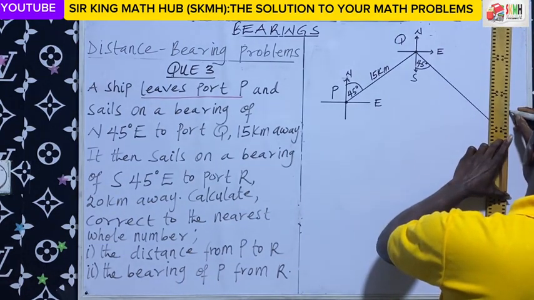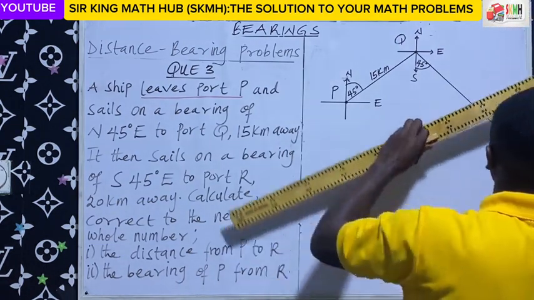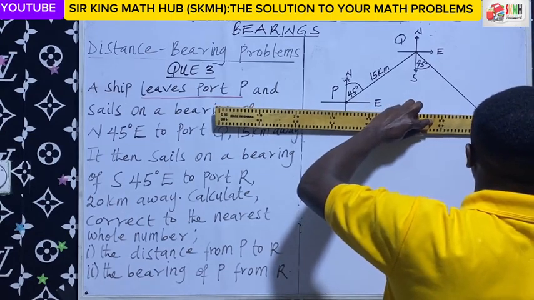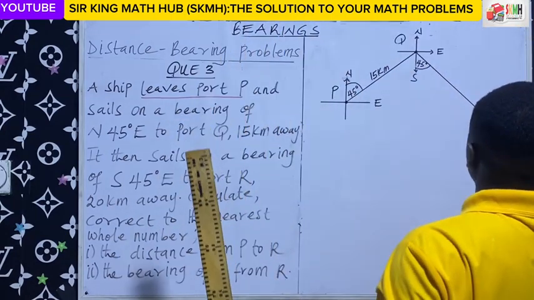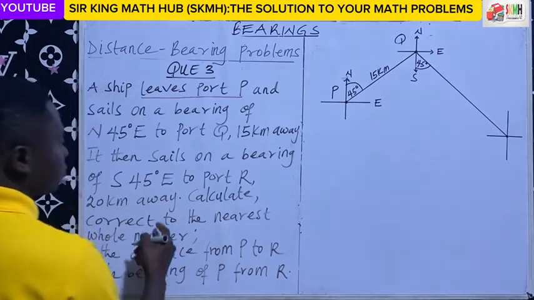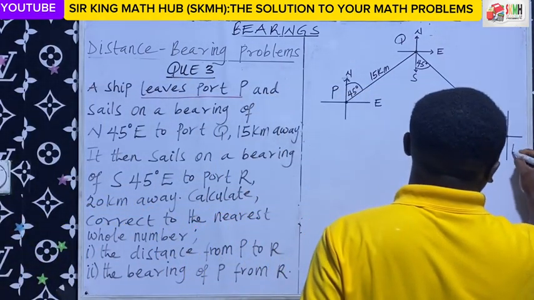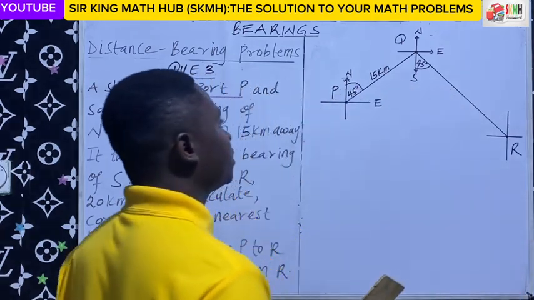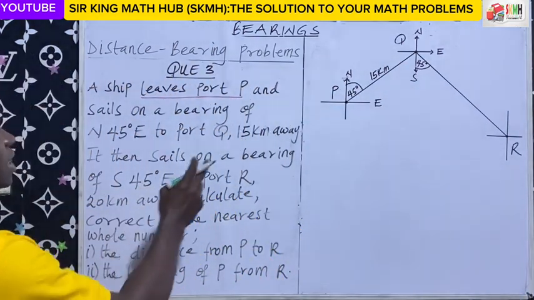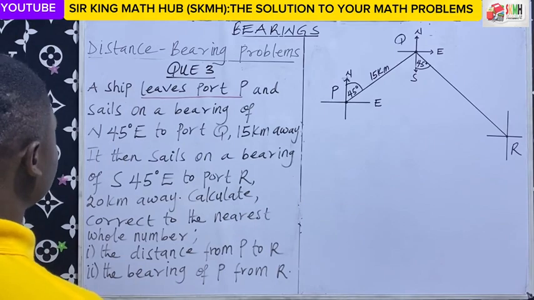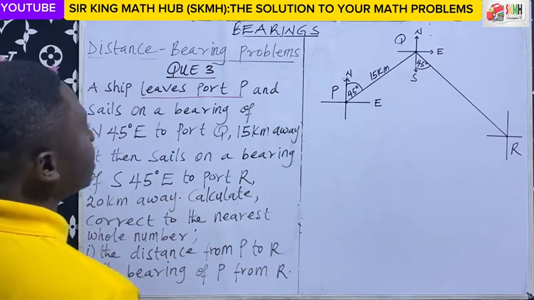And what port is located at this point? So Port R. So here is Port R. That is our Port R. And what is the distance between Port Q and Port R? That is 20 kilometers.